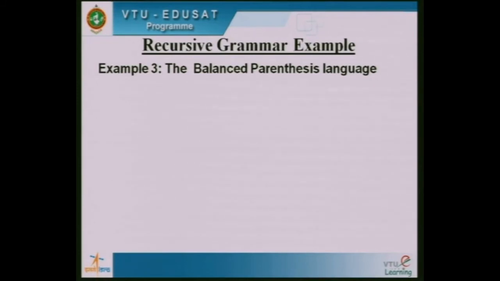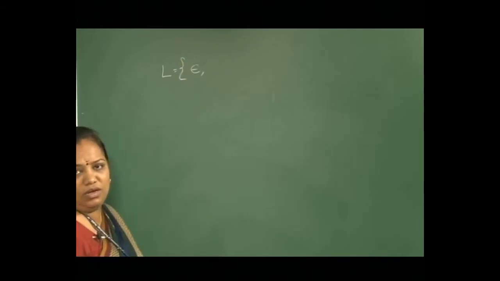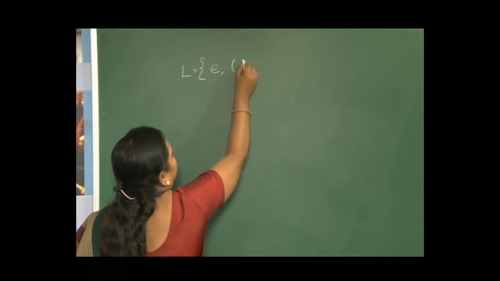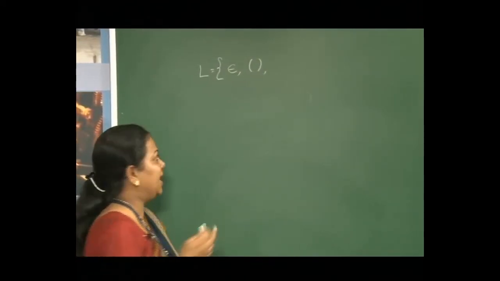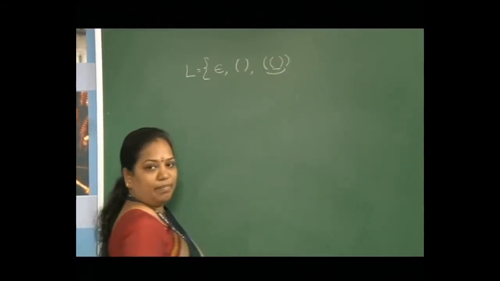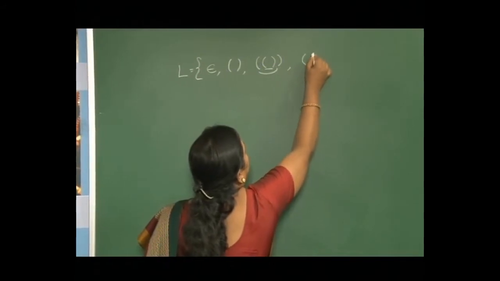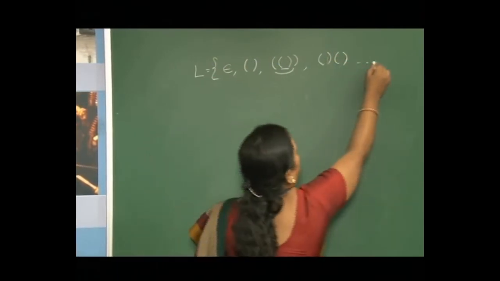Let us take a simple example of balancing the parentheses. I will not consider all the parentheses, I will consider only one type of parenthesis. If there is no parenthesis, the first string will be epsilon. If I have one opening parenthesis, then compulsorily I must have one closing parenthesis. If I have nested parentheses, or parentheses in sequence, and so on.